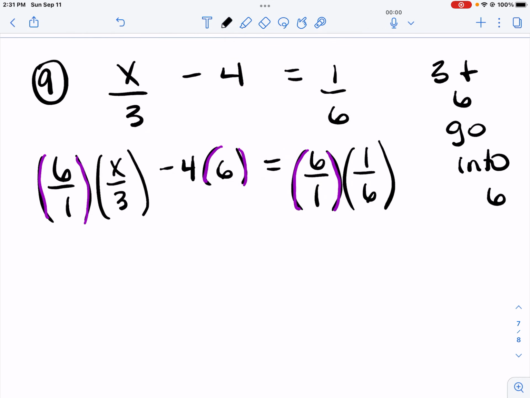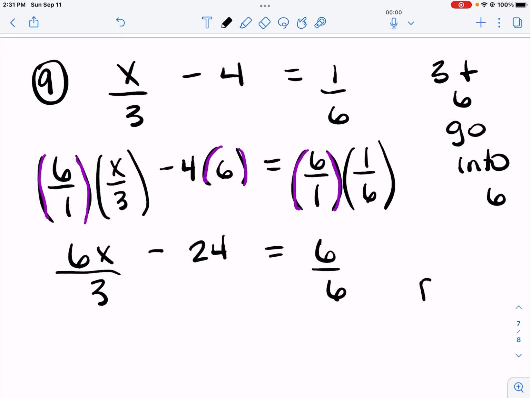Okay, multiply tops and bottoms. 6 times x, 1 times 3, 4 times 6. Here, multiply tops and bottoms, 6 times 1 and 1 times 6. You should get some nice divisions. 6x divided by 3 is 2x. And 6 divided by 6 is 1. Okay, so now we're going to solve that equation.